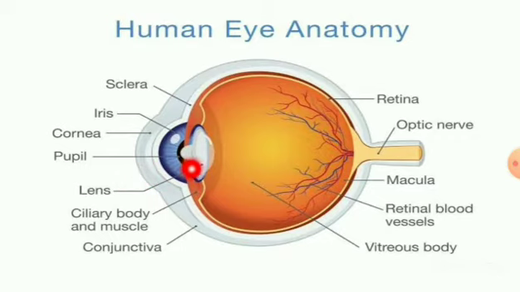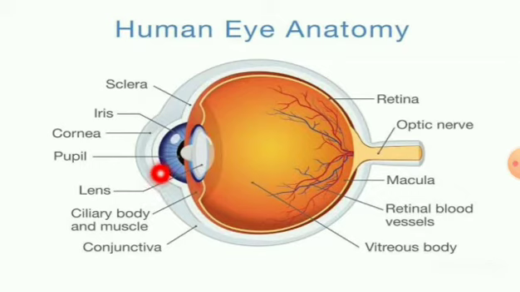Last one, pupil. It is a small opening located at the middle of the iris. It allows light to come in. These are the external structure of eye.